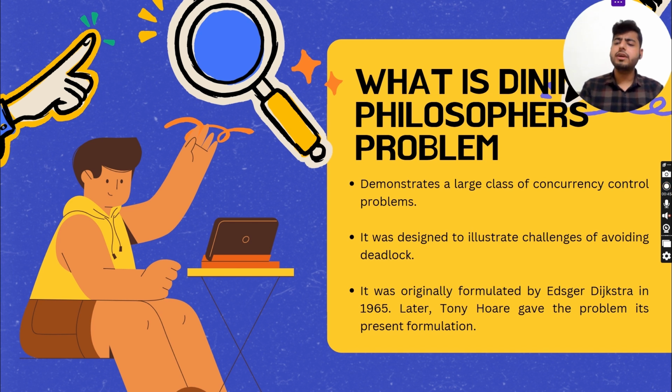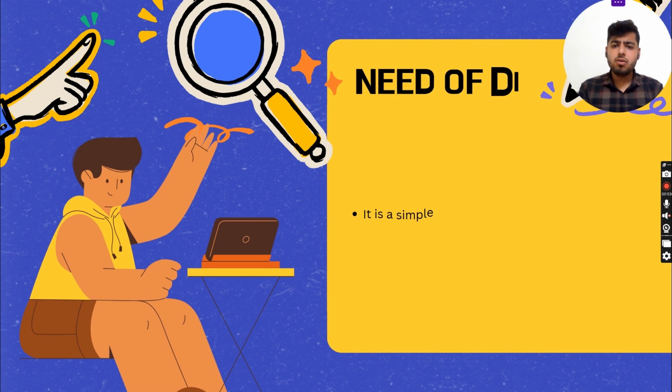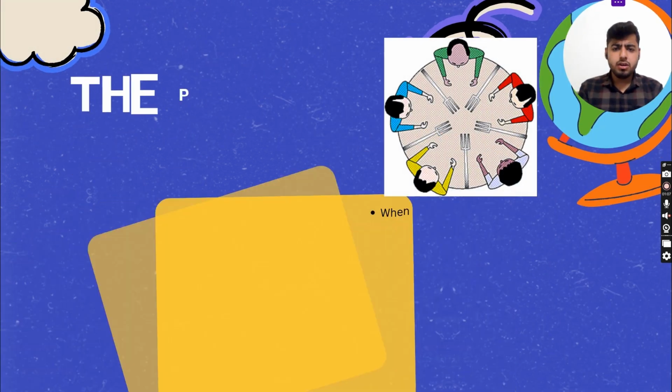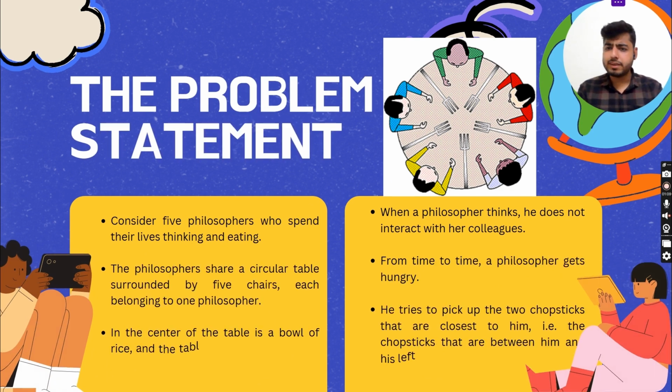It was originally formulated by Edsger Dijkstra in 1965. Later, Tony Hoare gave the problem its present formulation. Now, what is the need of this problem? It is a simple representation of the need to allocate several resources among several processes. It represents a deadlock-free system and it ensures a starvation-free structure. Now, we will see the problem statement.